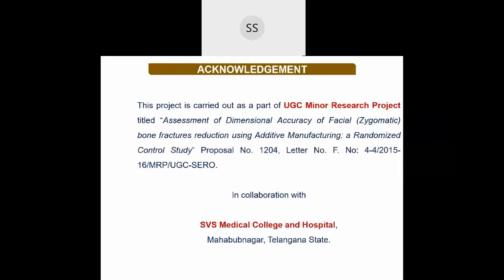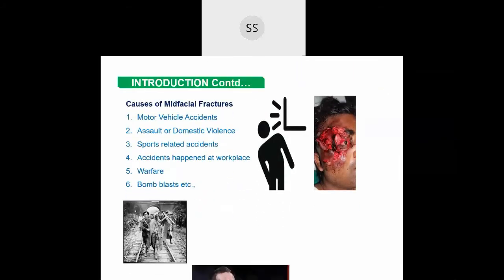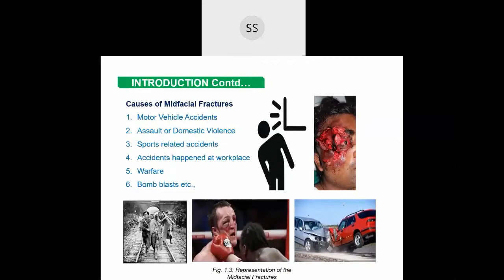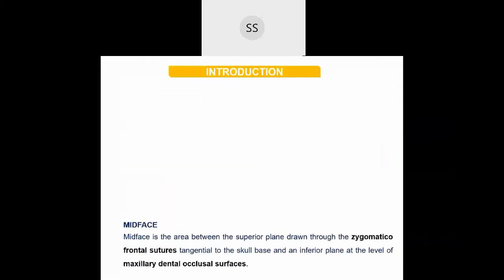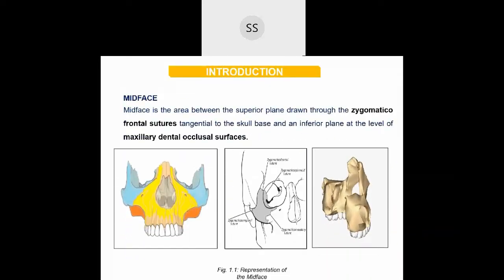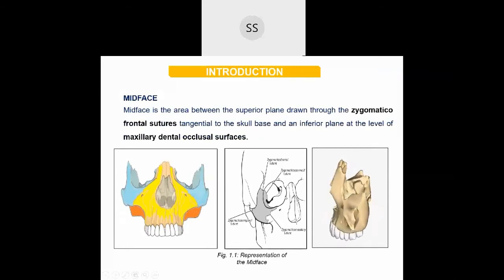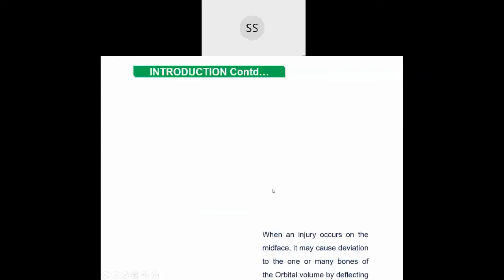This is part of a UGC minor research project. How does this happen? Because of motor vehicle accidents, domestic violence, or sports, etc. This accident will happen, and this is what I am telling you. The mid-face region is where the actual fracture happens. That's called the mid-facial region.